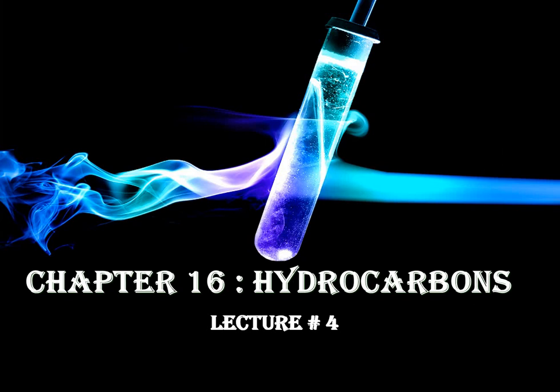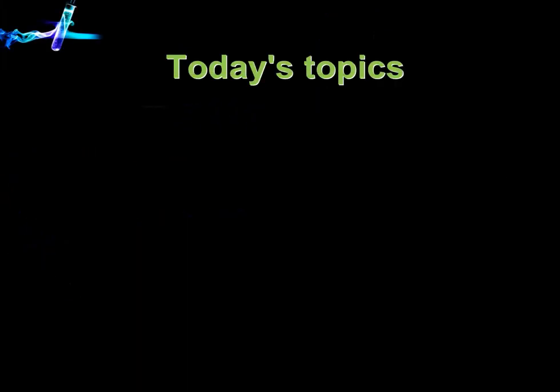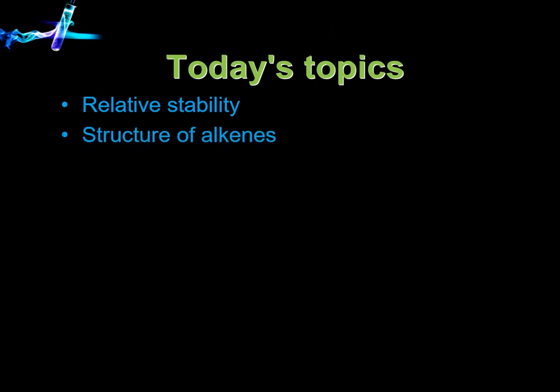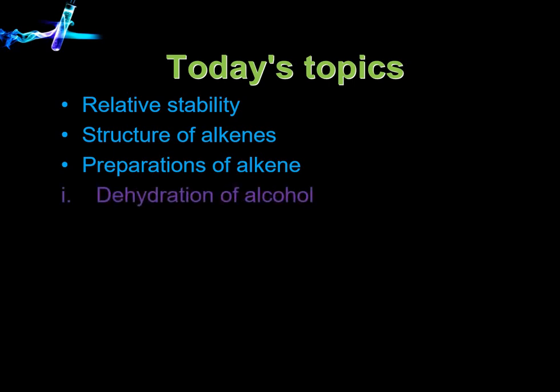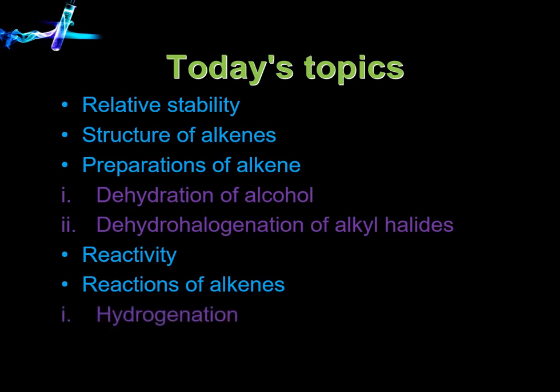Lecture number 4 of chapter 16, that is hydrocarbons. In today's lecture, we are going to discuss relative stability of alkenes, structure of alkenes. We are going to discuss few methods for preparation of alkenes, that is dehydration of alcohol and by dehydrohalogenation of alkyl halides. And we will be discussing about reactivity of alkenes, reactions of alkenes. In reactions, we are going to discuss only two of the reactions in today's lecture, that is hydrogenation and hydrohalogenation.